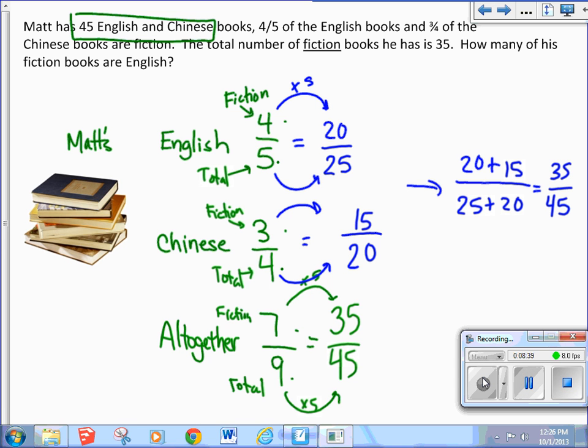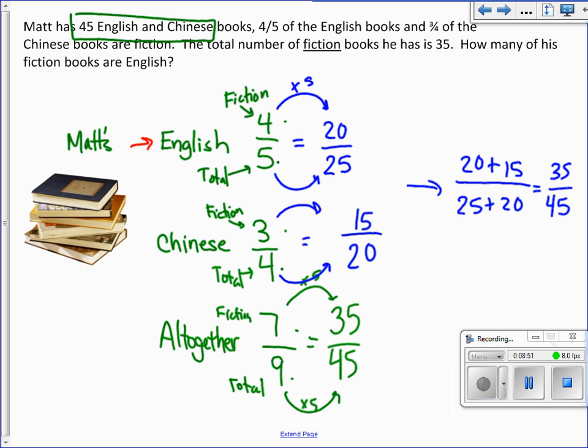Okay, so the partners are done looking at these together, and actually once you've done all of this work, you've got the work done. You don't have to do any further calculations. You just got to go back and look at your English fractions here, because we're trying to say how many of his fiction books are English. We knew that the numerator was fiction, and when we multiplied it up to the actual, here it is. 20 of his English books are fiction. Sentence answer is required.